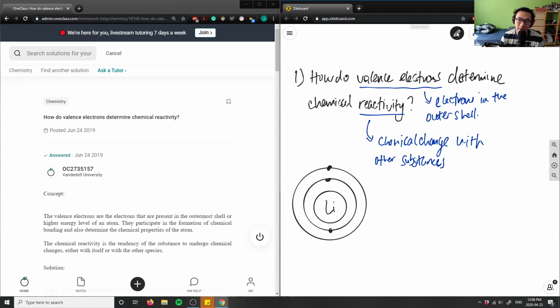Lithium is actually really reactive. Lithium is reactive to water, and why is that? Because it's so close to getting a full shell, the shell of 2, if this electron leaves. And this here is the valence electron, right?